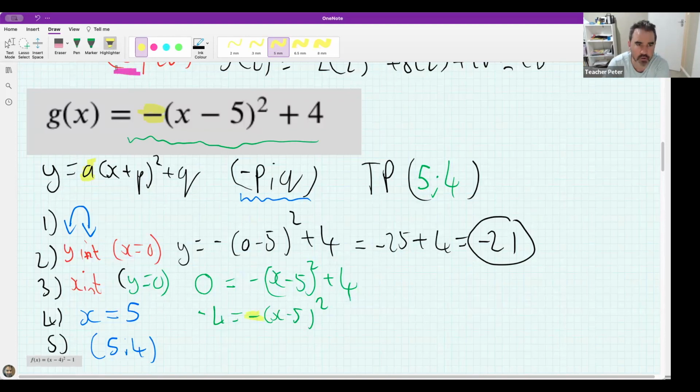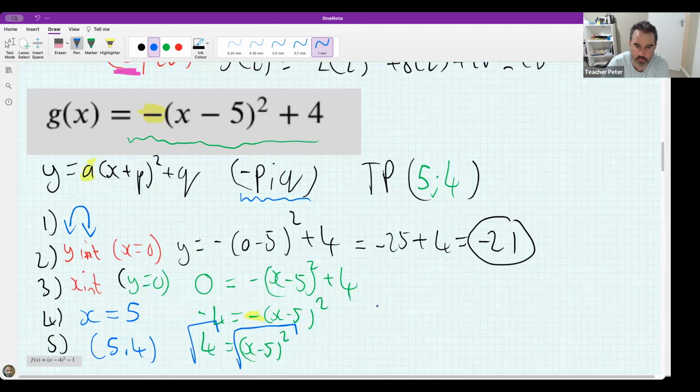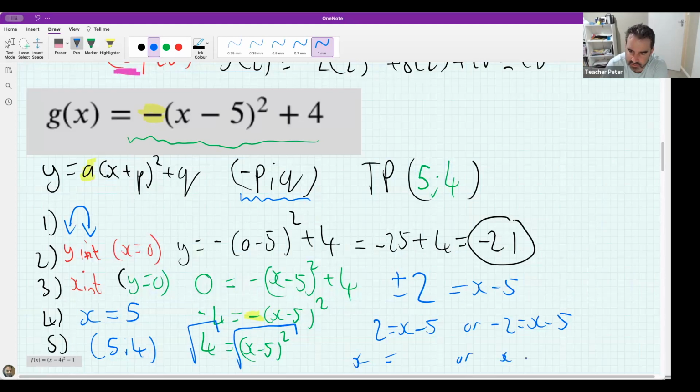And I'm going to divide both sides by minus 1, and then I'm going to end up with this. Now, the problem is the square, but if I square root both sides, then that square will go away. But I just need to be careful because when I square root 4, I actually get two answers. And so we get 2 is x minus 5, or minus 2 is x minus 5. So what are my final x-intercepts going to be?